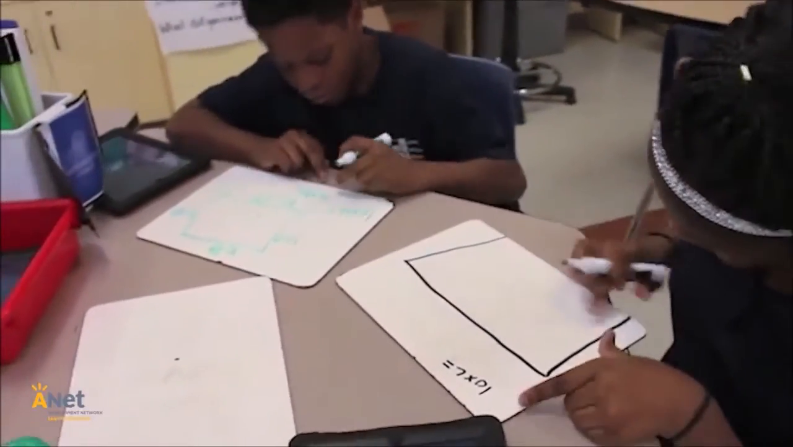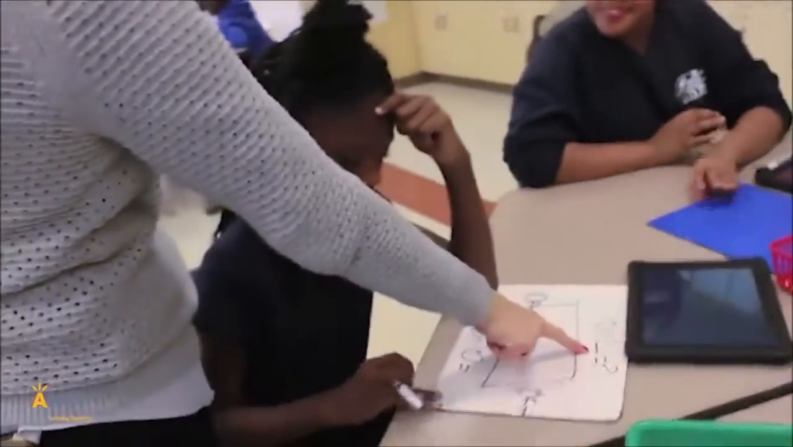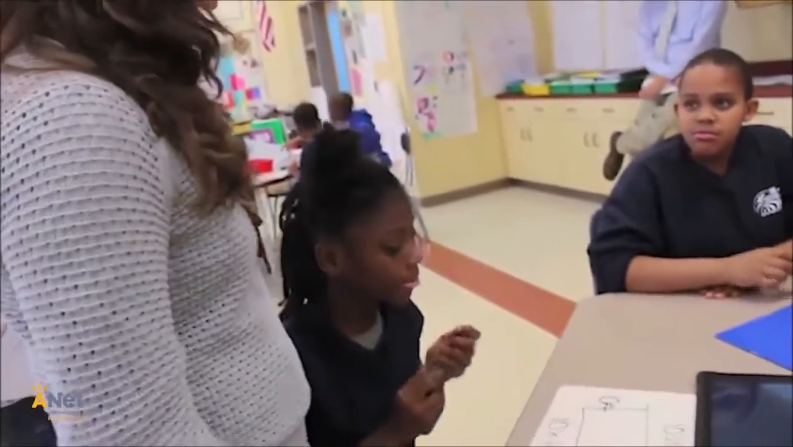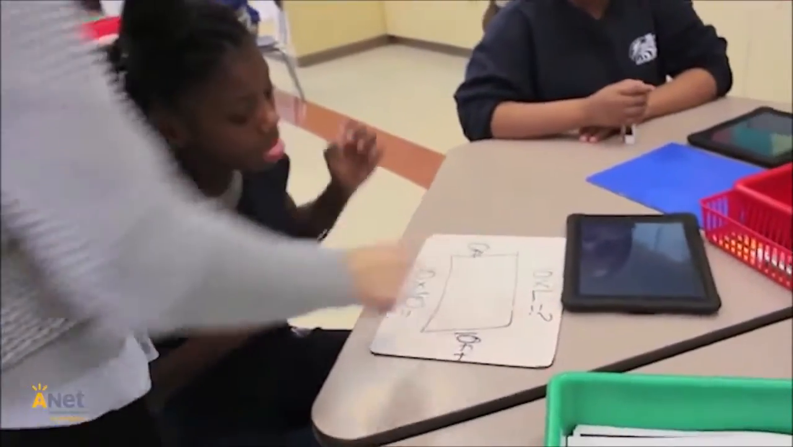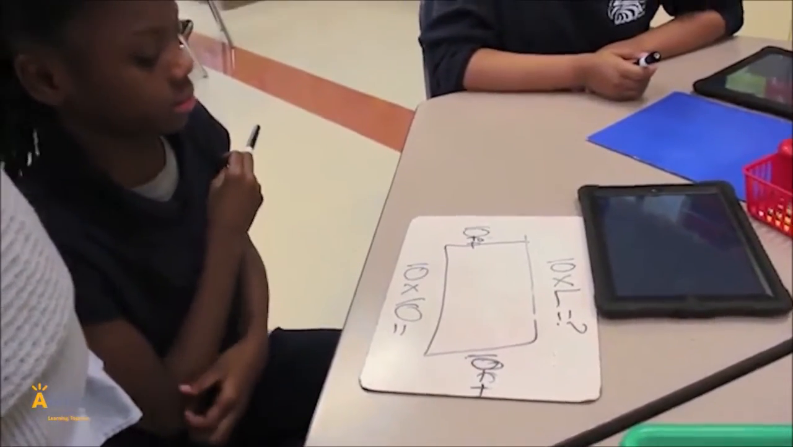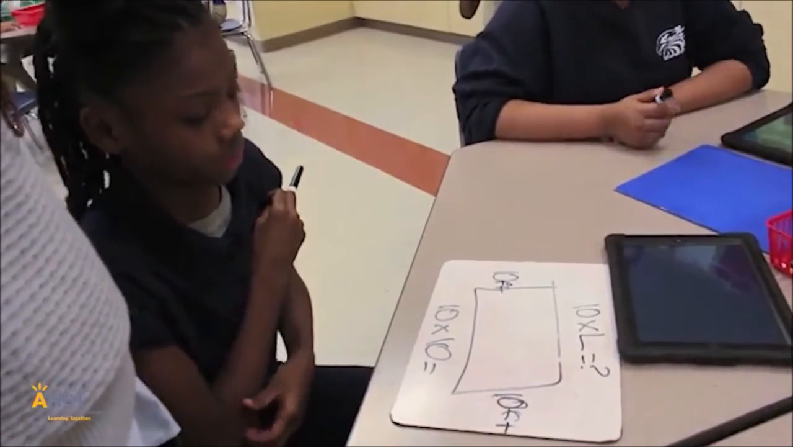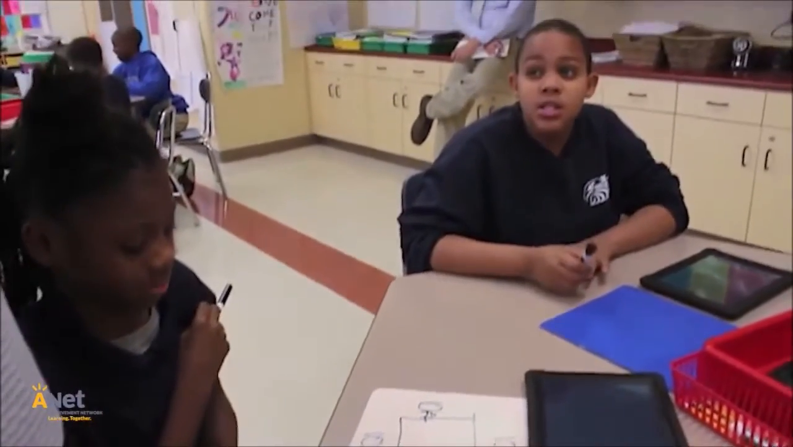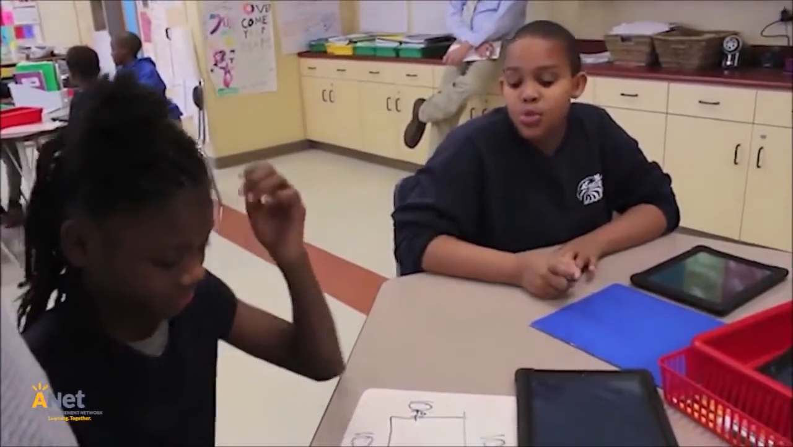So let me ask you a question. You don't know, and I love how you wrote 10 times L. Why did you put 10 times L? Because we already know the width. Okay, but what is this going to get you? The length. What else do I know? Length times width times height. Am I finding volume? Nope.